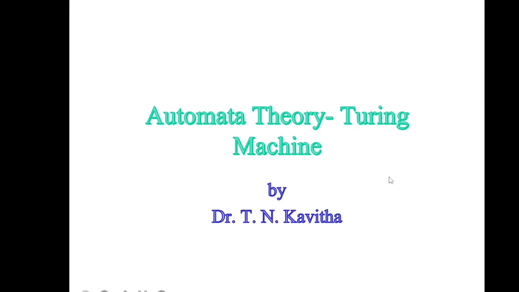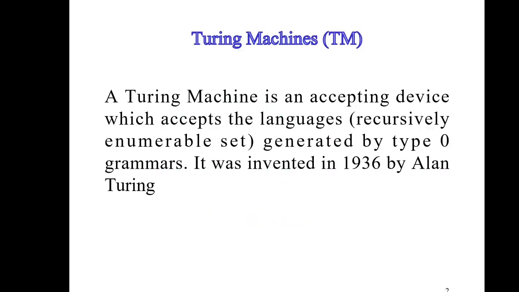We are going to see automata theory. In that automata theory, Turing machine is the topic today. Actually, what is Turing machine? A Turing machine is an accepting device which accepts the languages. What type of language? Recursively enumerable language. That means the type 0 grammar.